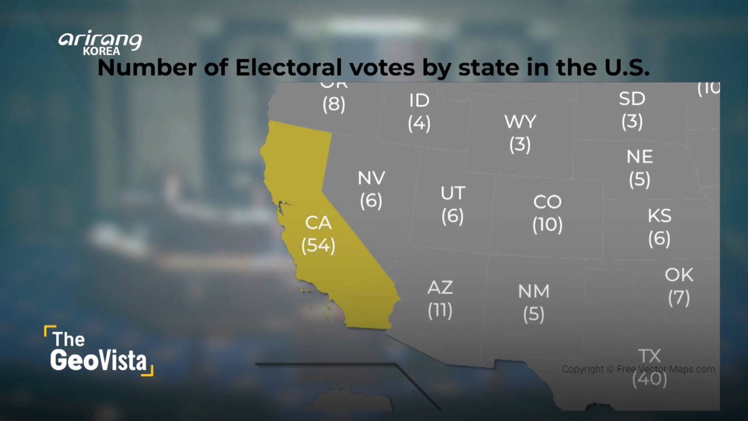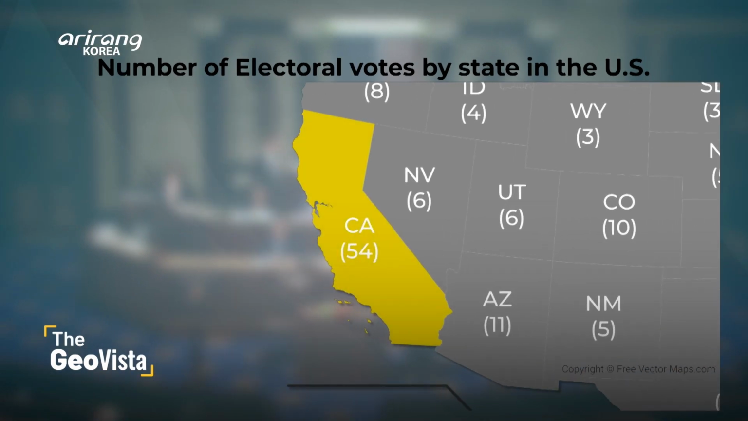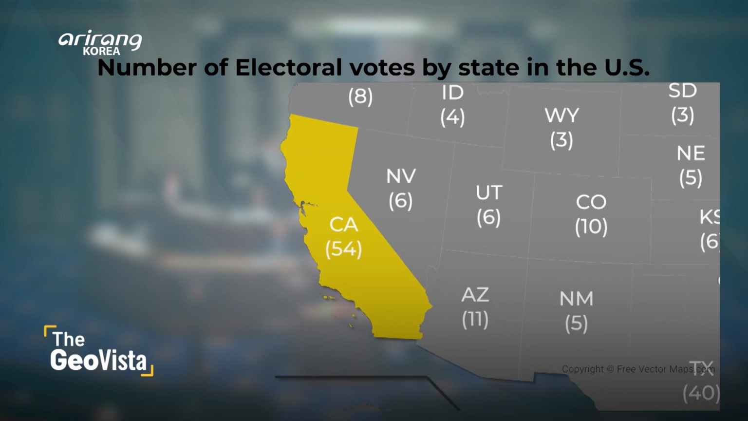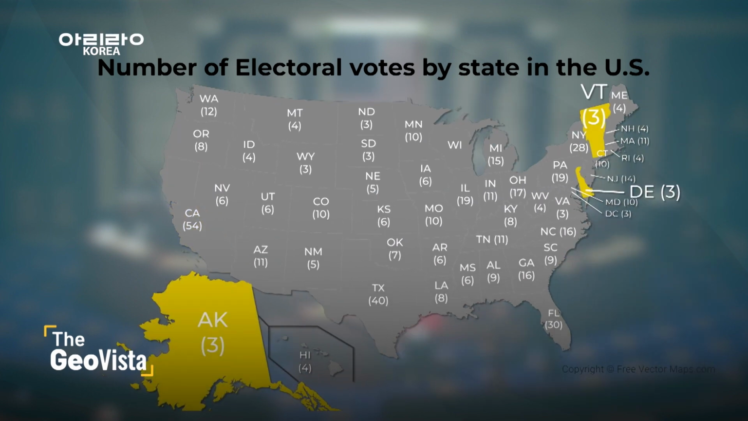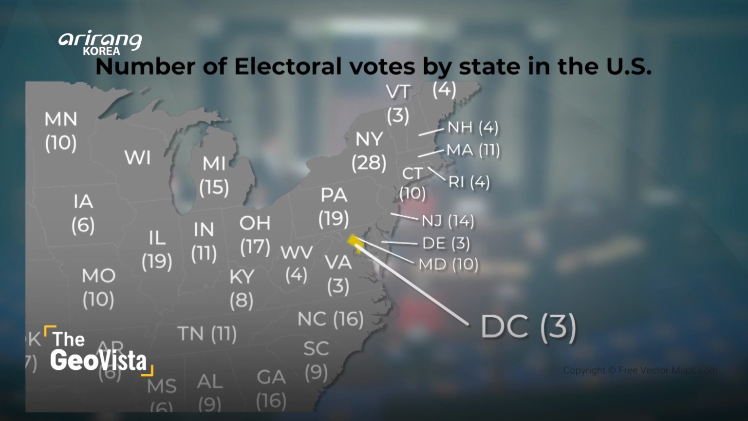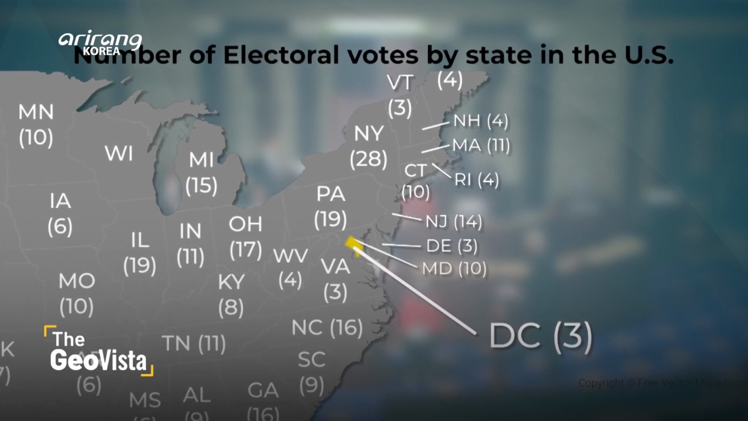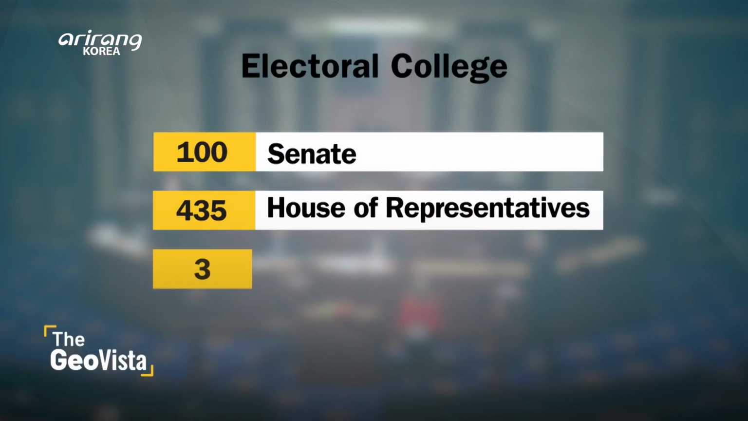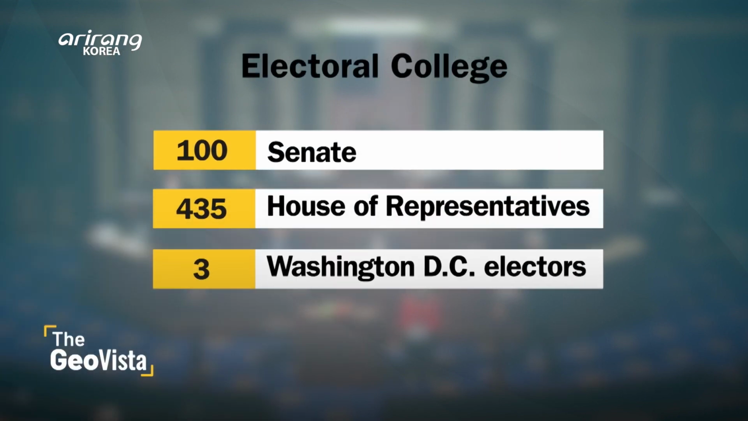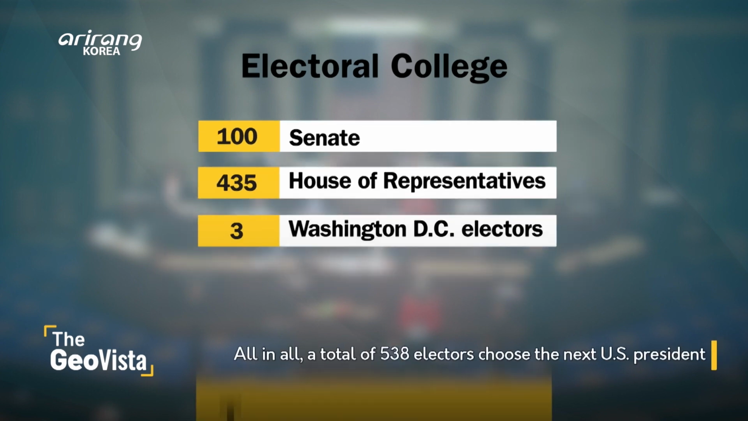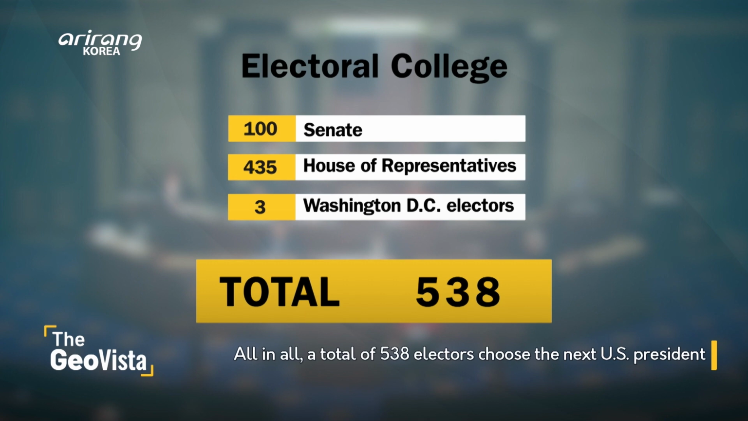For example, California, the most populous state, has 54 electors, while less populous states like Alaska, Delaware, and Vermont have 3 electors each. And even though Washington, D.C. is not a state, it's home to a large population, so it also gets electors. Its treatment is the same as the least populated states, so Washington, D.C. is allocated 3 electors. All in all, a total of 538 electors choose the next US president.